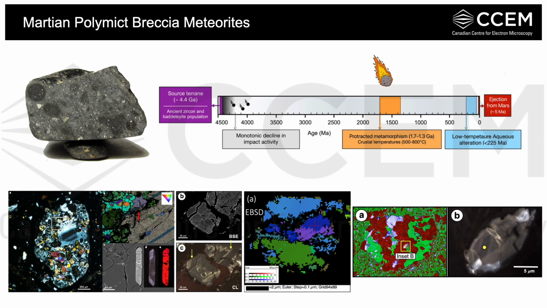The first being a thermal event, which was around 500 to 800 degrees Celsius, that likely coincides with the formation of the breccia. And then this was followed by a second, much later, low temperature event. And then finally, the meteorite was launched to Earth around 5 million years ago.